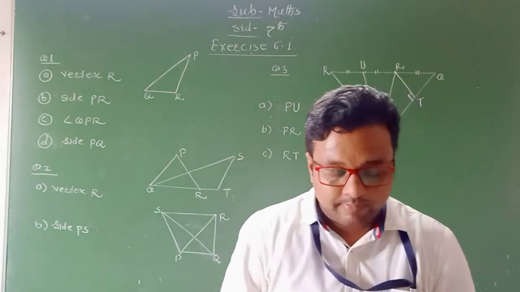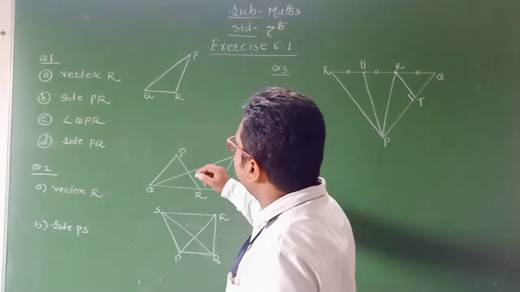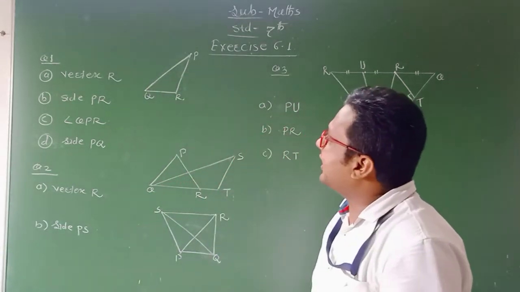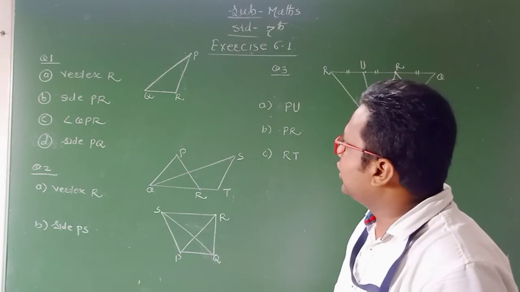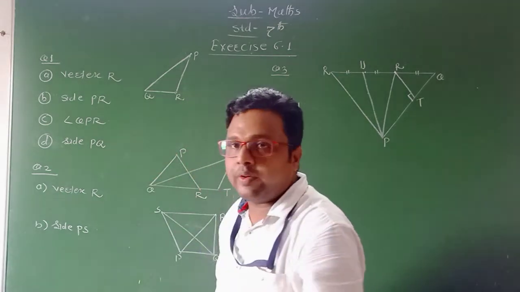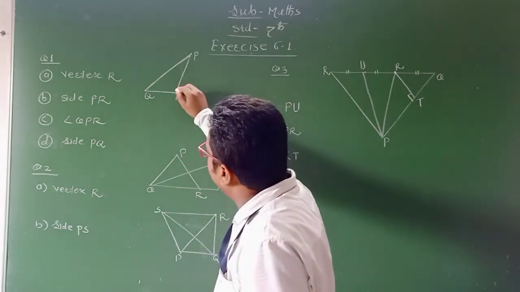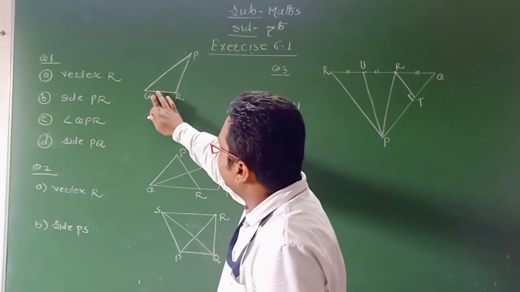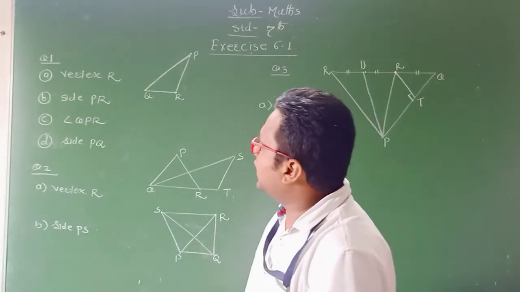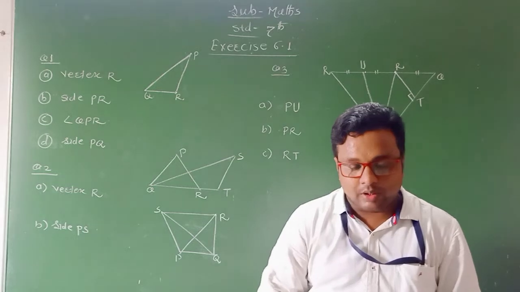Example A is given. Name the vertex opposite to side PQ. Now, which is the side of the triangle? PQ is the side of the triangle. Okay. Now what is the vertex opposite to the side PQ? This is the side PQ and R is the vertex, this point R. Which are the vertices of the triangle? P, Q, R are the vertices of the triangle. And R is the vertex opposite to the side PQ. Therefore the answer for A is: the vertex opposite to the side PQ is vertex R. Okay. Then see the next example.